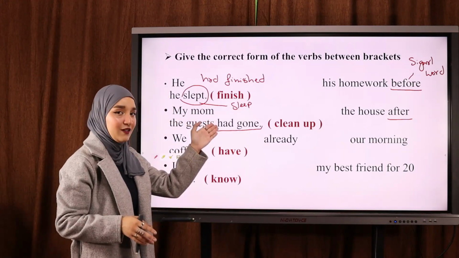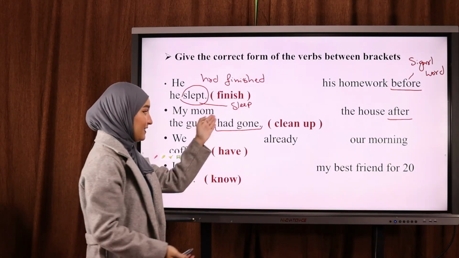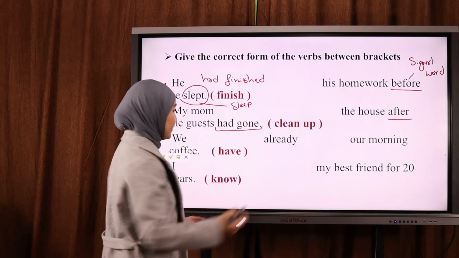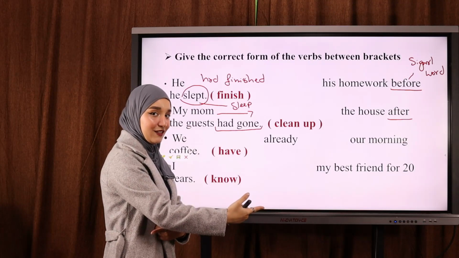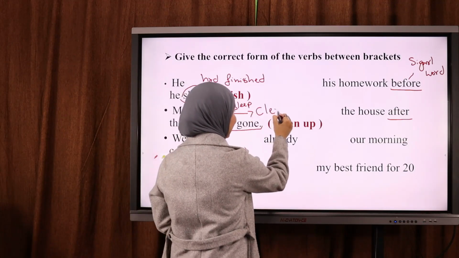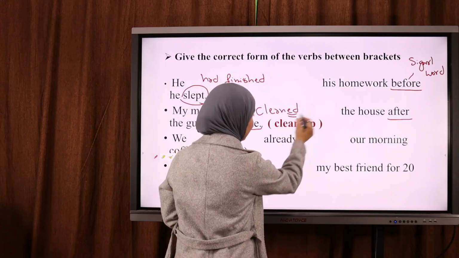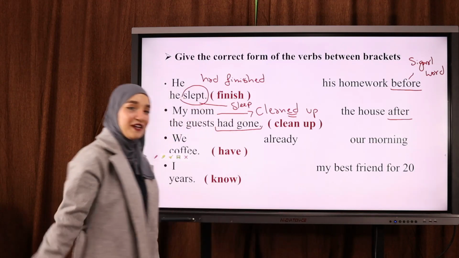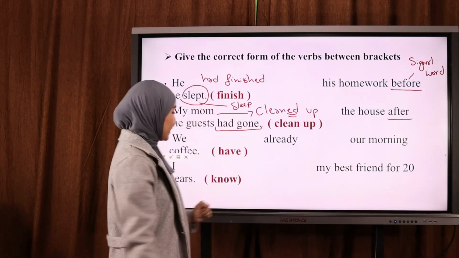So the first one, obviously, it's going to be in the past. Okay، هذه الحادثة تكون في الماضي. So the guests had gone، غادر الضيوف. After that، بعد أن غادر الضيوف، my mom cleaned up the house، نظفت المنزل. Cleaned. Clean is a regular verb، فعل عادي, so we just add ed. Cleaned up the house. Okay, 2 actions, 1 action in the past, 1 action in the past perfect.